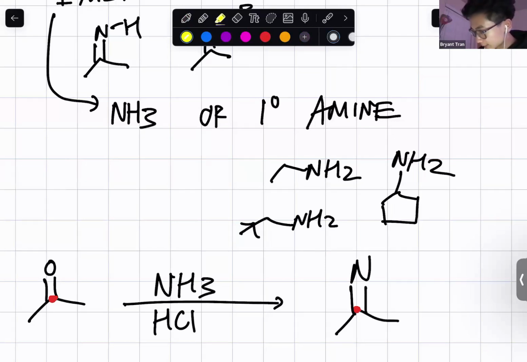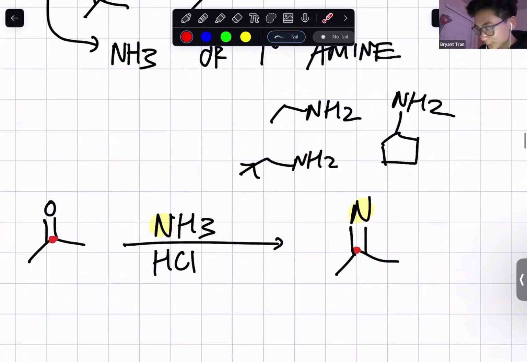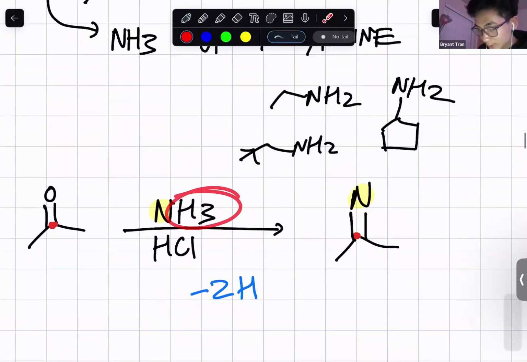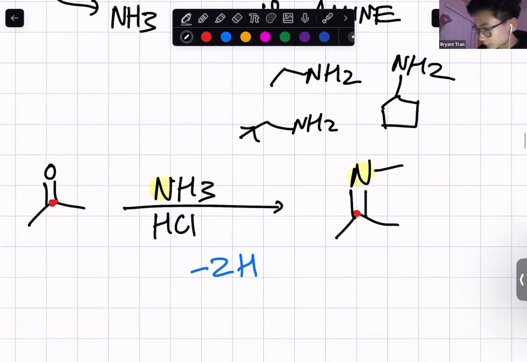But if I highlight this nitrogen here that replaced that oxygen in yellow, that's going to be this nitrogen here in yellow, right? And for this imine formation, you could think about it as minus 2 hydrogen. Before, it had 3 hydrogens. 3 minus 2 is 1. So it's going to have 1 hydrogen there. That's the final product, right?